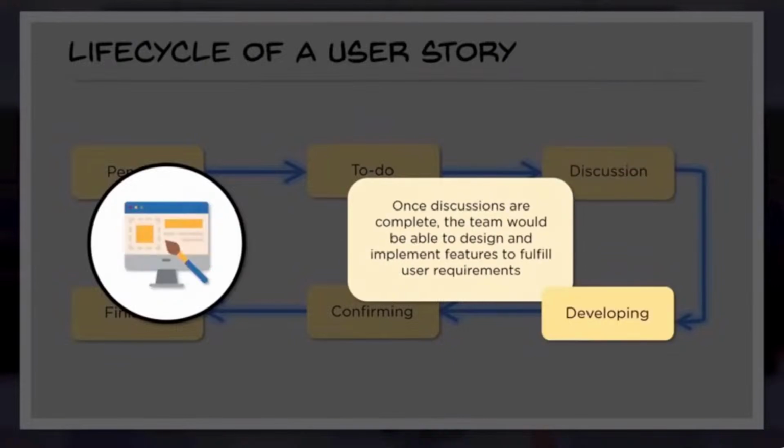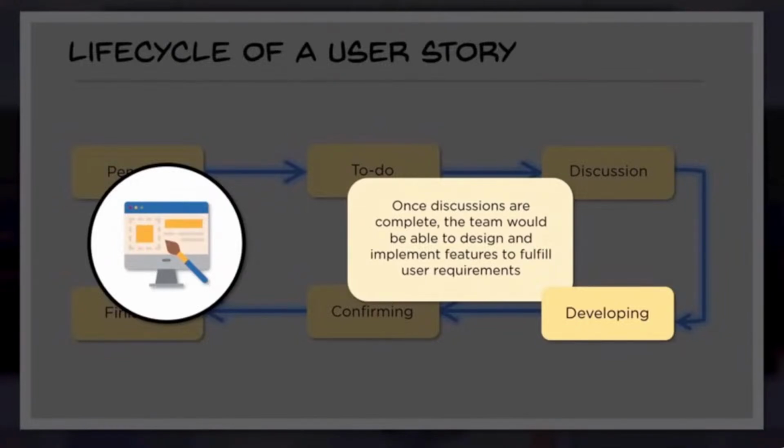So then, once the discussion is complete, the team would be able to design and implement features to fulfill user requirements. So once user concludes, yes, this is what we were expecting, and there is a sign off during the discussion, then features are developed and implemented so that it goes to that product which can be used.